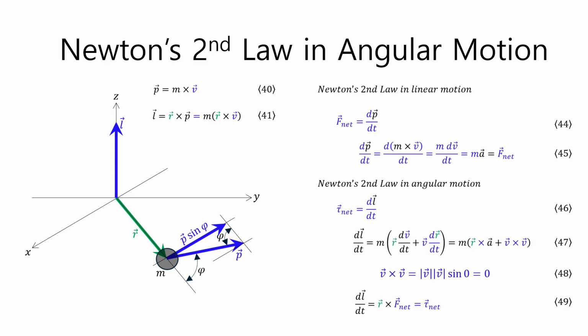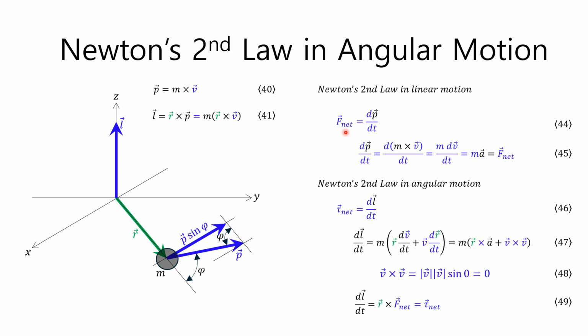In angular motion, we can establish a relationship between torque and angular momentum by applying Newton's second law. Since linear momentum and angular momentum have similar forms, let's first look at linear momentum, which we are familiar with. Using Newton's second law, the force for a point with mass can be expressed in terms of linear momentum as shown in equation 44. It tells us that the rate of change of linear momentum per time is force.